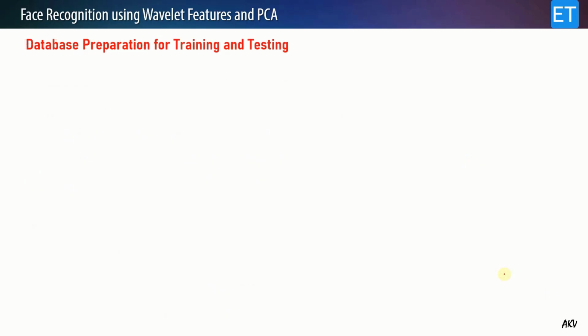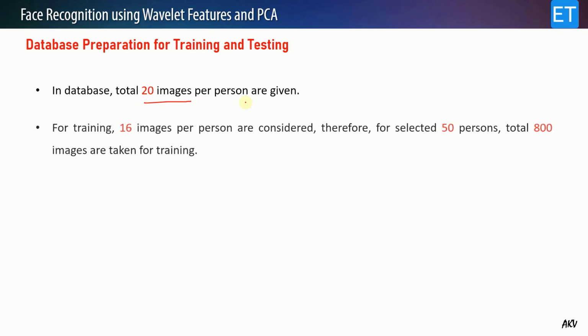So now let me show you the preparation for training and testing. I mean what changes are required in this database. Actually, as I said, there are 20 images per person in the database. So out of these 20 images, I'm taking 16 images per person for training. Okay, and instead of lots of people, I'm just considering only the 50 persons.